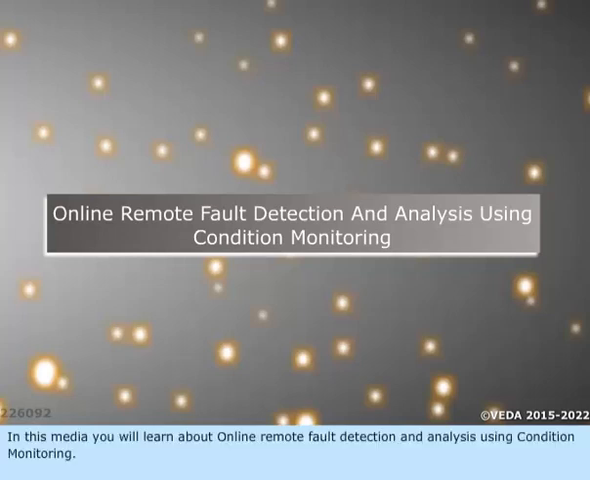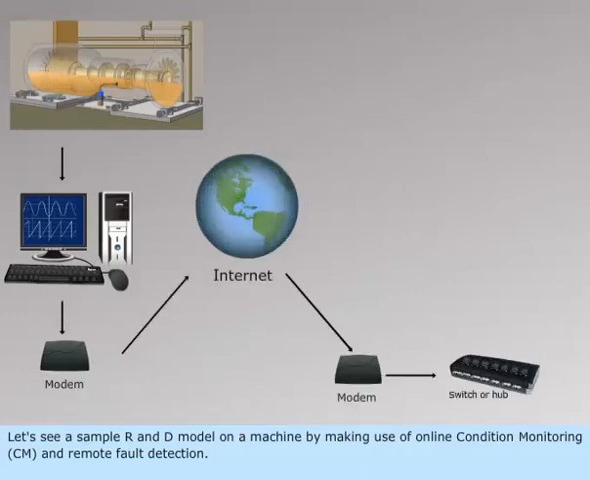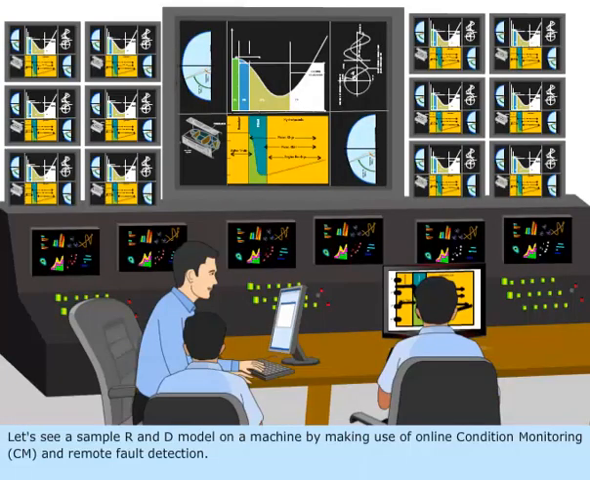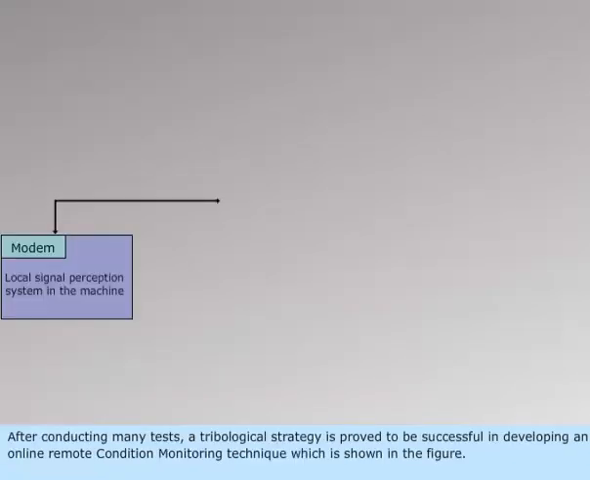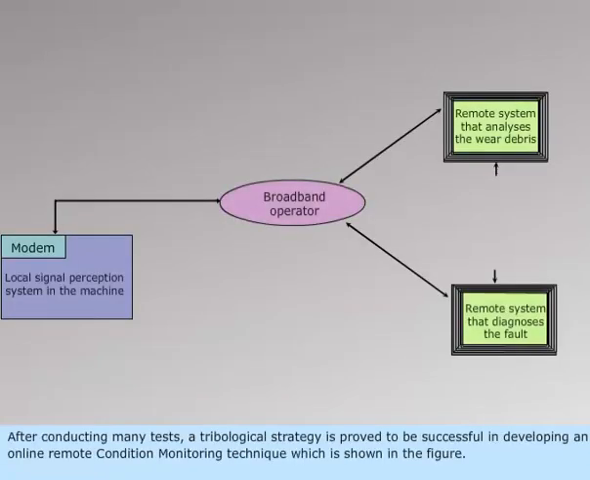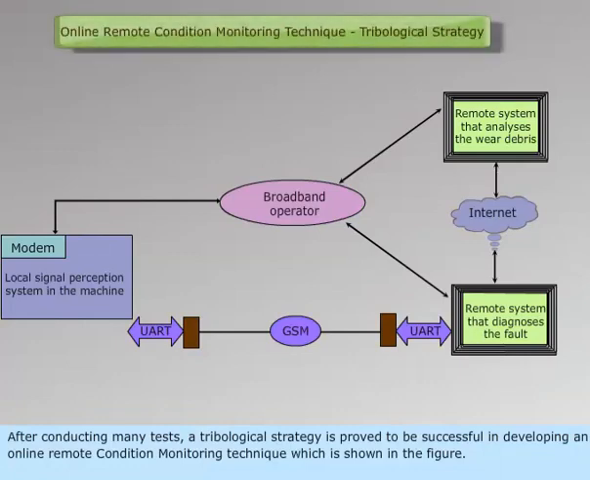In this media, you will learn about online remote fault detection and analysis using condition monitoring. Let's see a sample R and D model on a machine by making use of online condition monitoring, CM, and remote fault detection. After conducting many tests, a tribological strategy is proved to be successful in developing an online remote condition monitoring technique, which is shown in the figure.